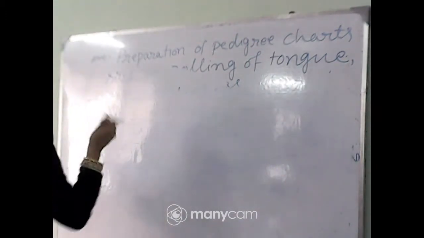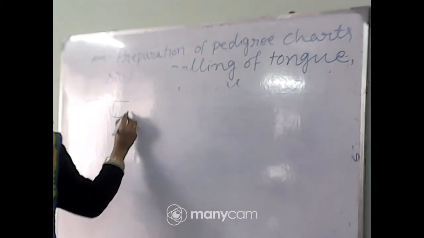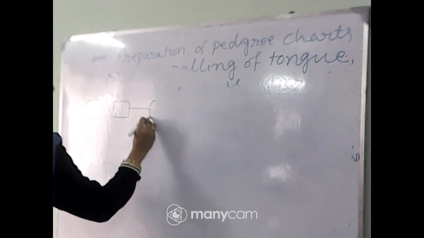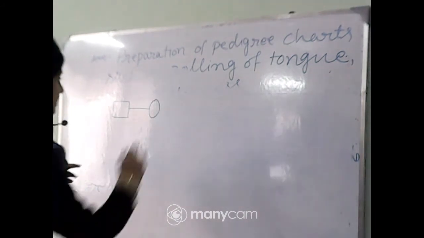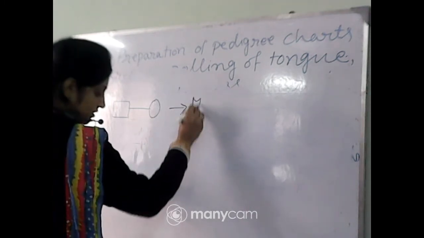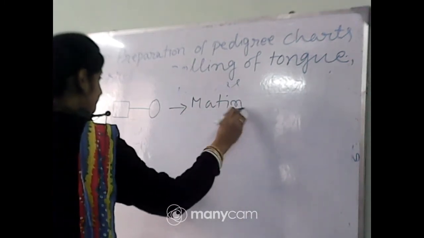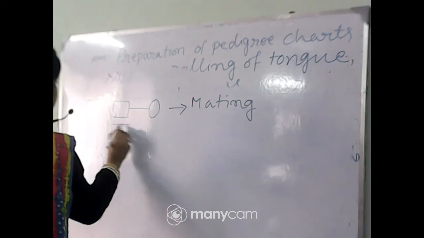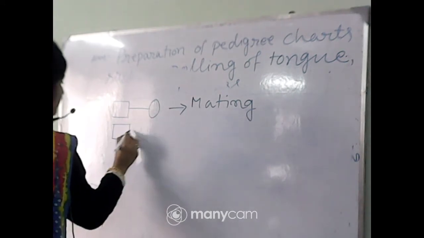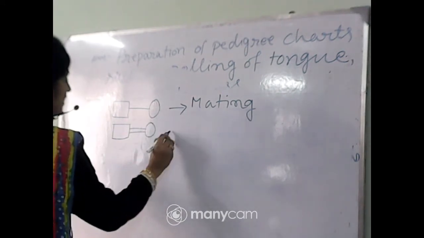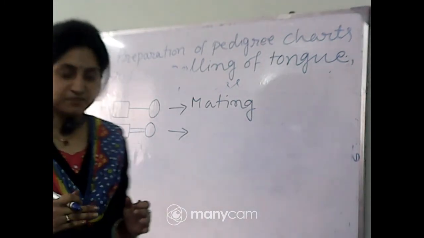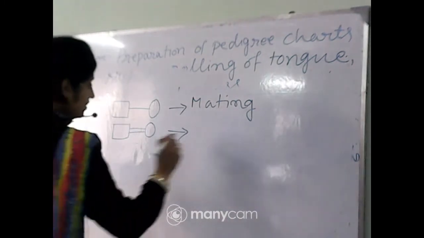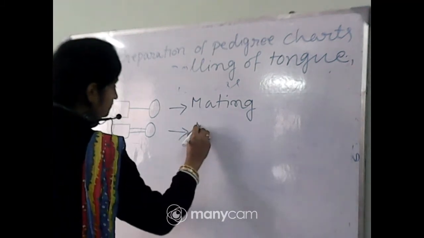Now when you see a circle and a square joined by a single line, that means they are a couple. Actually they are married. You can call it mating. This structure is called mating. When you see these two structures joined by two lines, that is known as mating between relatives, that is, married but related.